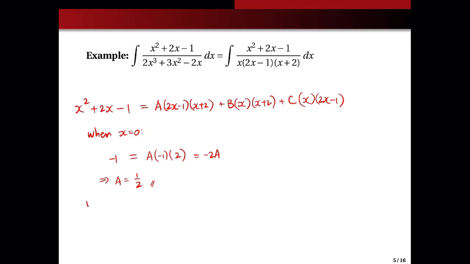And then, to solve for c, this guy here has factor x plus 2. This guy here has factor x plus 2. And this letter c here, we don't see any factor x plus 2. So if we let x equals -2, this will disappear, this will also disappear, and you have this. When x equals -2, you have -2 squared plus 2 times -2 minus 1. This is equal to c times -2 times 2 times -2 minus 1.